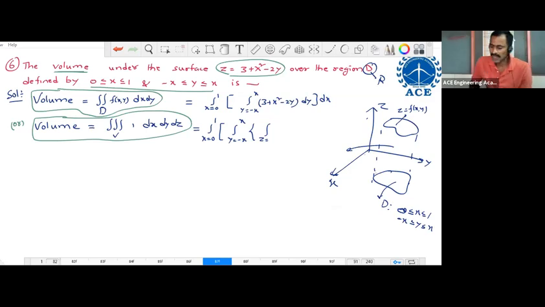We should draw the line parallel to z-axis only. Now this is our given object. Main object is this is a given object only. Its surface is given by z equal to f of x comma y equal to 3 plus x square minus 2y. Its projection is on xy plane, that is given by these two only, 0 to 1, minus x to x.